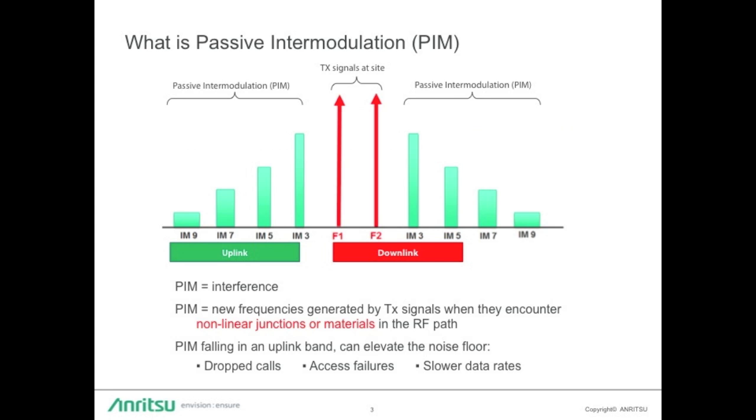So what is PIM? Well, PIM is interference. It's new frequencies that are generated by the transmit signals or downlink signals at a cell site when they interact with nonlinear junctions or nonlinear materials in the RF path. And these new frequencies that are generated, if they fall in the uplink band of the system, can cause interference, causing the noise floor to rise, causing dropped calls, access failures, and slower data rates.